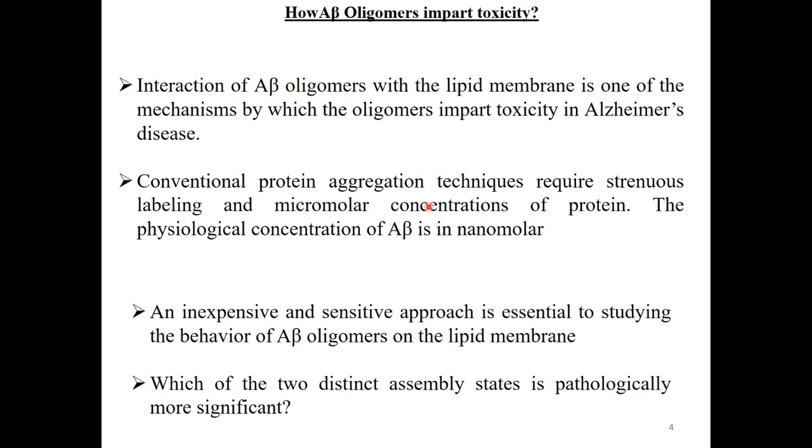So what we need is an inexpensive and sensitive approach which is essential to study the behavior of A-beta oligomers on the lipid membrane, and we would like to know which of the two distinct assembly states is pathologically more significant, whether it is the fibrillar oligomer or the prefibrillar oligomer.